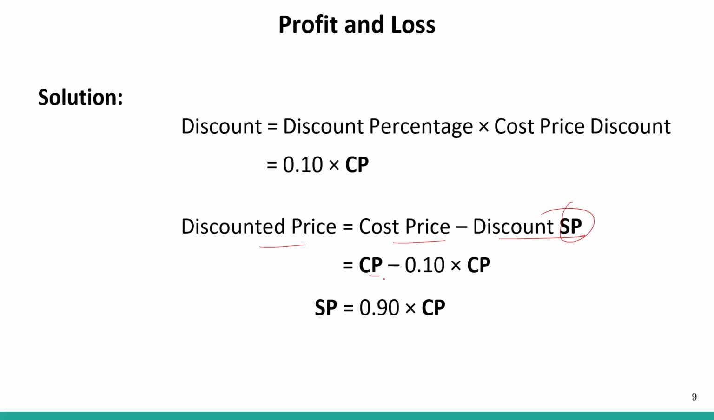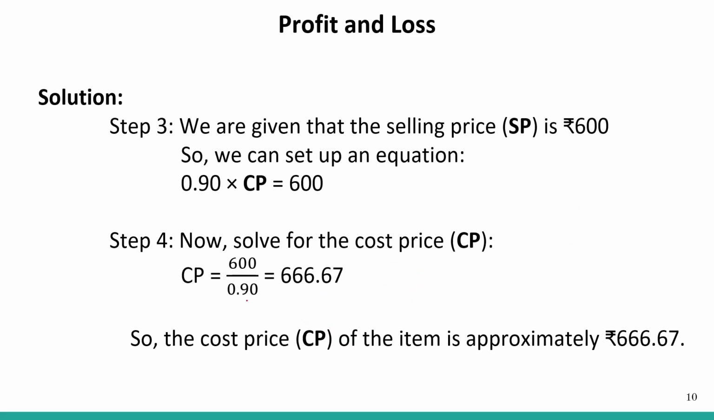So SP is equal to CP minus 0.10 into CP, which is the discounted price. So SP is equal to what? This much, that is 0.90 of CP. So after involving the X, what we are left with is X is equal to 600 by 0.90. So this will be 666.67.